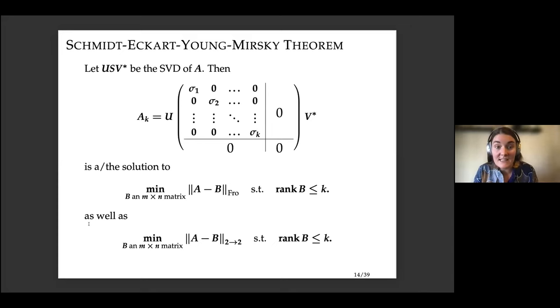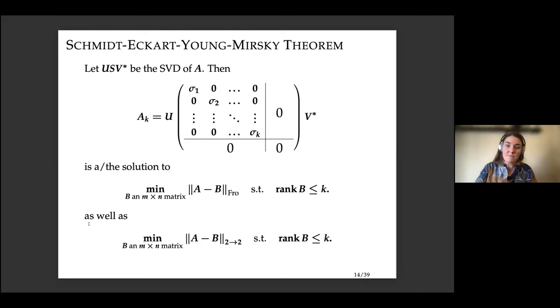So take a singular value decomposition of our matrix A. And all you're going to do is keep your unitary matrices U and V. And then on that diagonal matrix, you are only going to keep the first K singular values and zero out all the rest and multiply these things together. So this matrix is the solution to two different optimization problems. One is that you want to best approximate your A in the Frobenius norm with a matrix that has rank at most K. And the other is you want to best approximate A in the spectral norm with rank at most K.